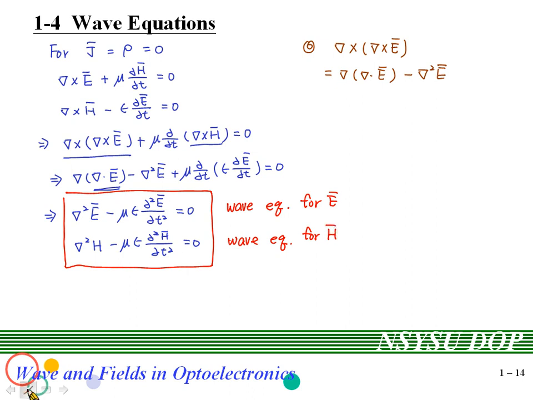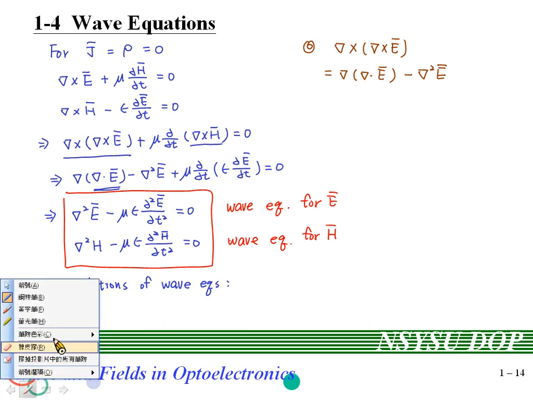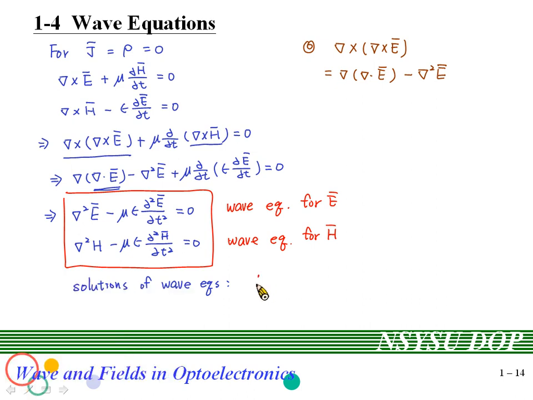So the solution of these wave equations should be a wave. I believe that in your previous study, you have learned the solution of the wave equation. That should be a plane wave in this form: amplitude vector A times exponential j omega t minus k dot r. This is the so-called plane wave.